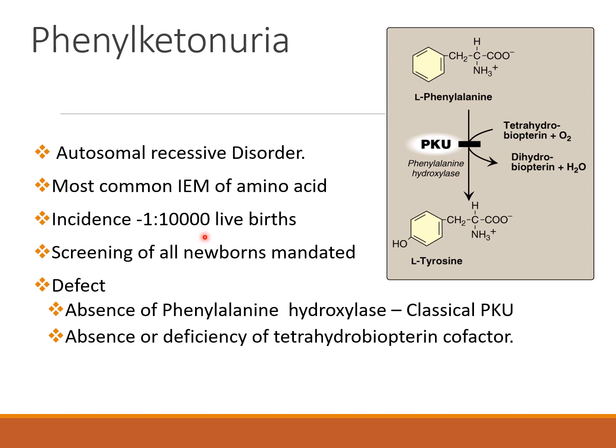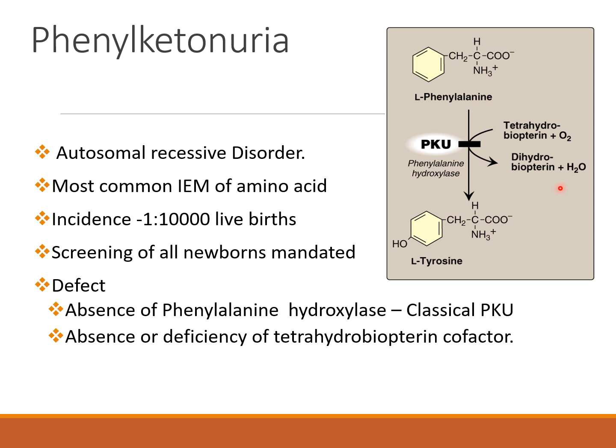And in Western countries, it is mandated that all newborns are screened for this phenylketonuria, as this disorder leads to mental retardation. So the defect in this disease is absence of phenylalanine hydroxylase. So this enzyme is not there in this condition. This enzyme is needed for conversion of phenylalanine to tyrosine, which requires molecular oxygen, tetrahydrobiopterin and NADPH. And this is the first step in catabolism of phenylalanine to tyrosine.